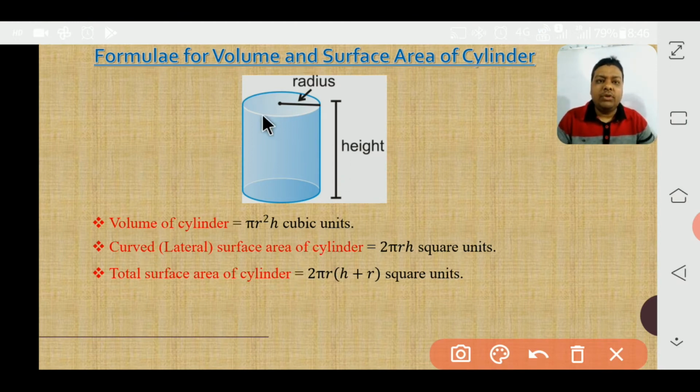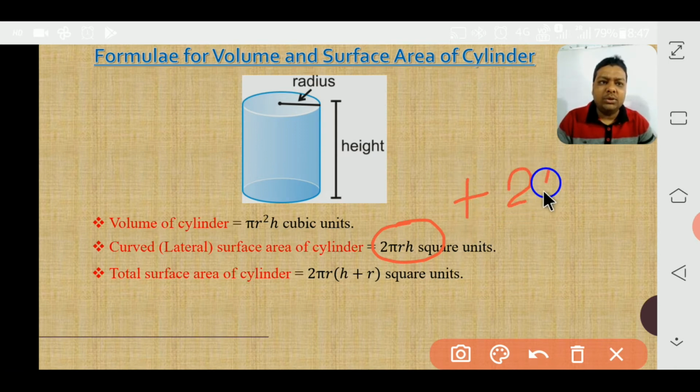Total surface area means what? Curved surface area and two flat surface areas. So curved surface area we know is 2 pi r h. And each flat surface is looking like a circle, and there are two, so it is 2 pi r square. We can add 2 pi r h and 2 pi r square.